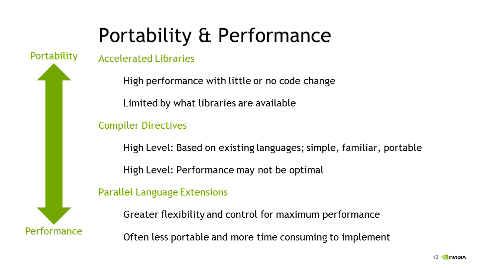For that approach, we have compiler directives. Compiler directives are designed to be very portable, and they're at a very high level. So they're based on existing programming languages. In the case of OpenACC, you can use C, you can use C++, you can use Fortran. And all of it is familiar to use because you're staying in the language that you already know and adding additional information to your code. The trade-off is that because it's at a higher level, the performance is not always optimal.